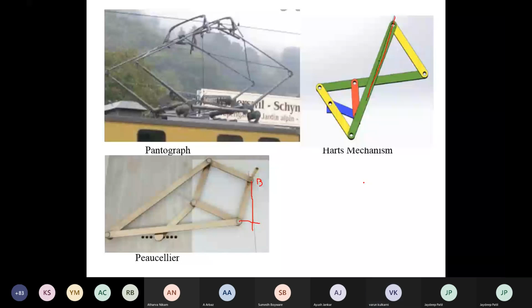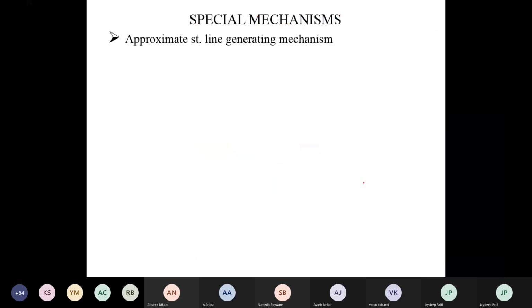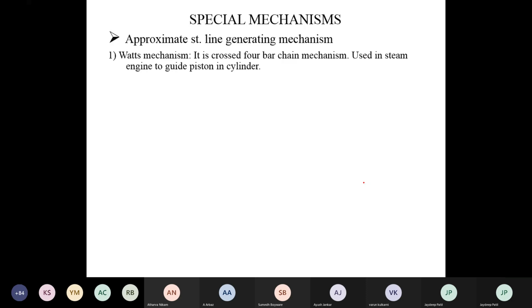Next one. These two come under the exact straight line generating mechanism. Now we will see the approximate straight line generating mechanism. There are different types of approximate straight line generating mechanisms: Watt's mechanism, Tchebycheff mechanism, Roberts mechanism, and so on. In your syllabus there are only two: Watt's mechanism and Tchebycheff mechanism. Or one more is the Grasshopper mechanism.